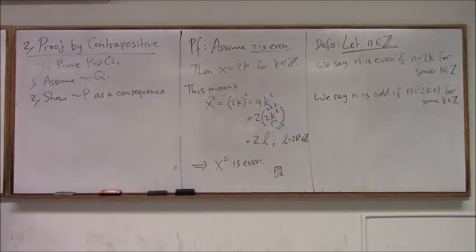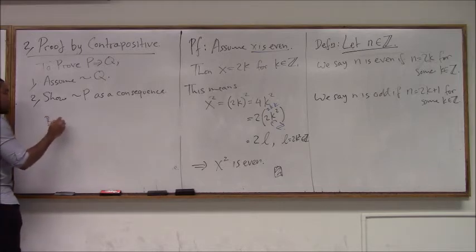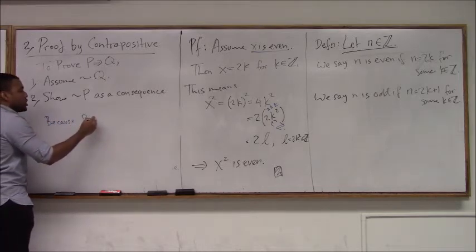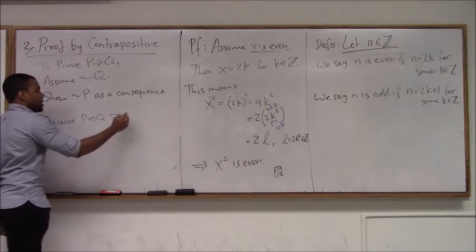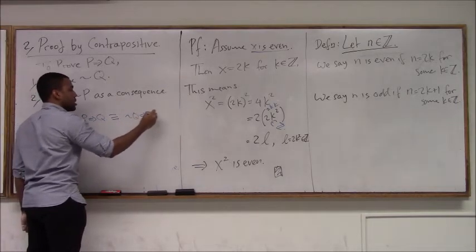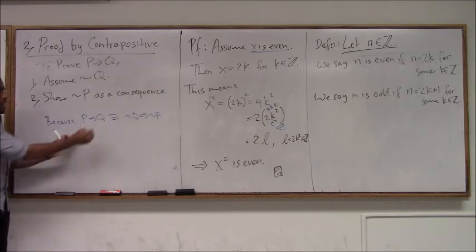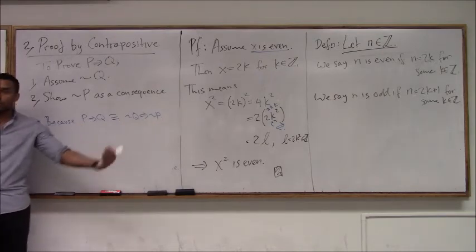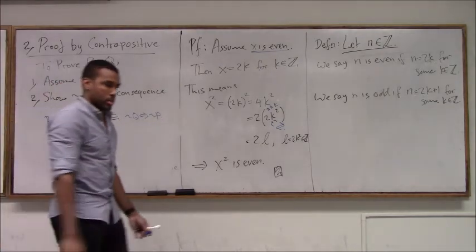Right? This works because P implies Q is actually an equivalent statement to not Q implies not P. Meaning, if you write out the truth tables for both of them, they give you exactly the same truth values at exactly the same time.